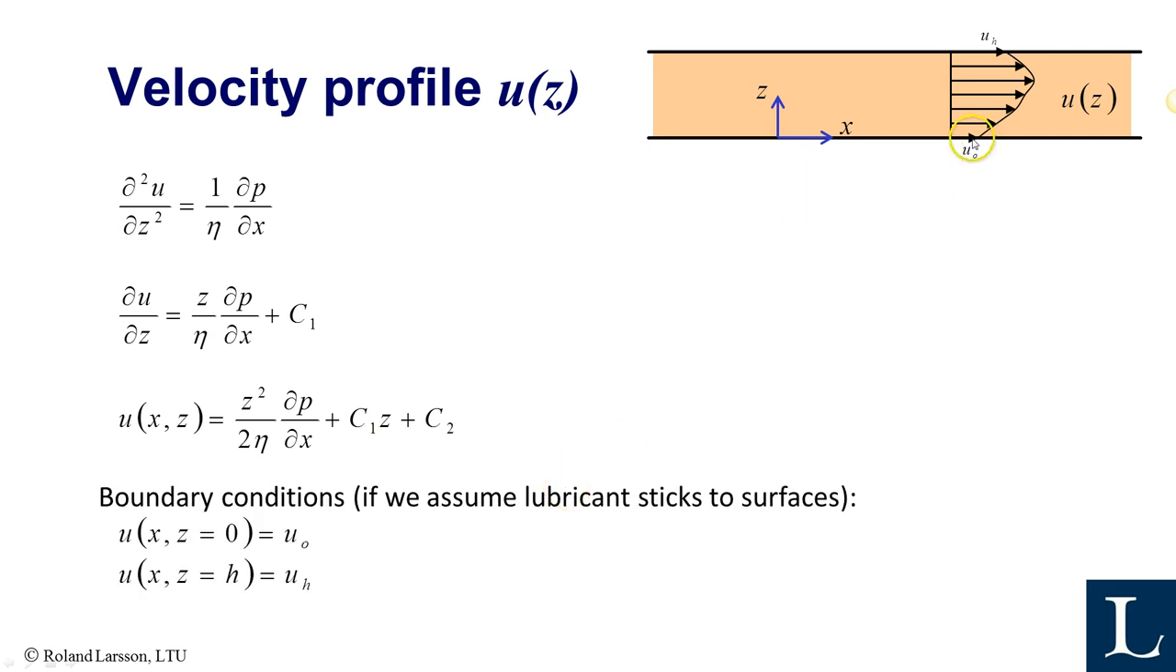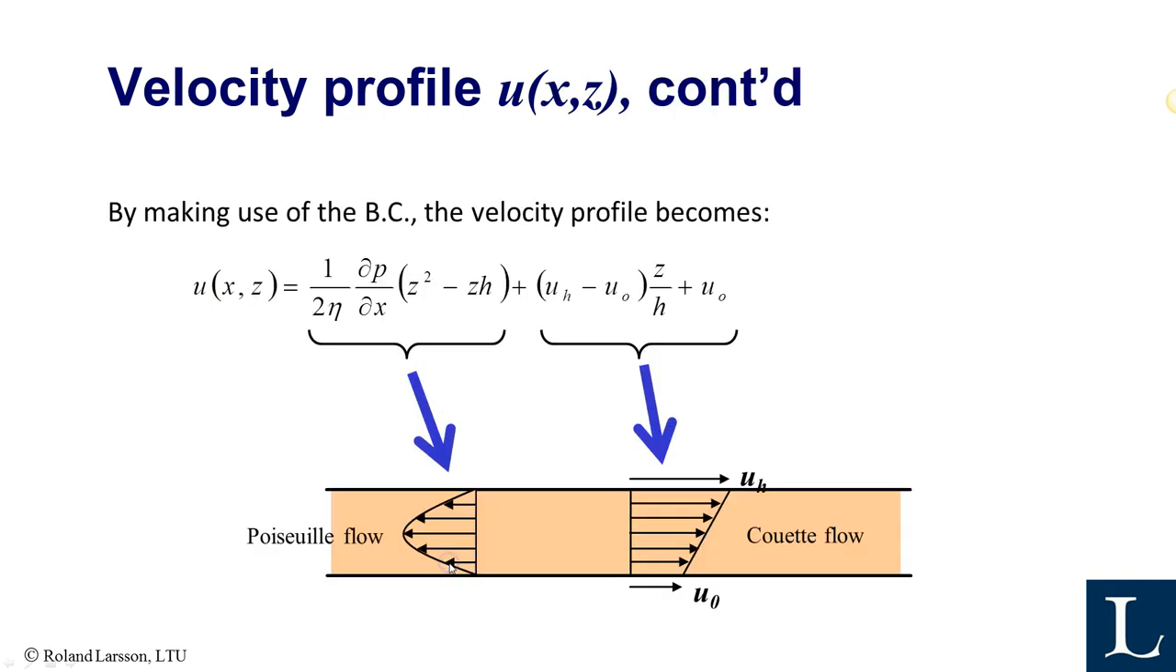That is that the flow must be equal to u naught down here and up here, and you have two constants and two boundary conditions. That's perfect. That means that we can find the values of C1 and C2, the two constants. And making use of that boundary condition, I don't show the mathematics here, you end up with an expression that looks like this. And so here you have one term, and this term is what we discussed before, the pressure driven or Poiseuille flow term, and this term is the Couette flow term.